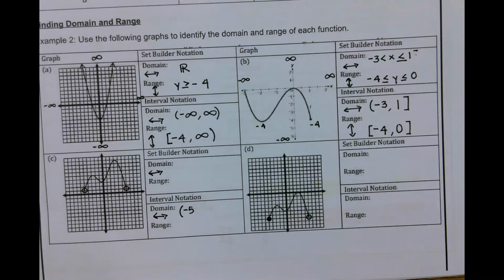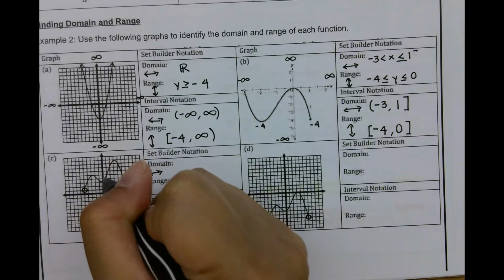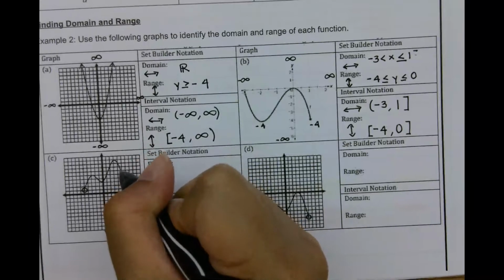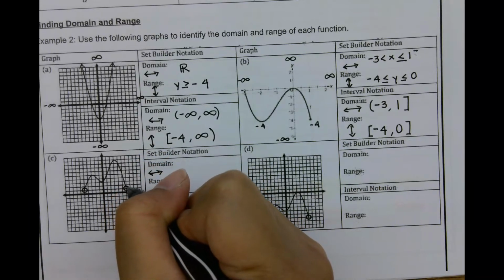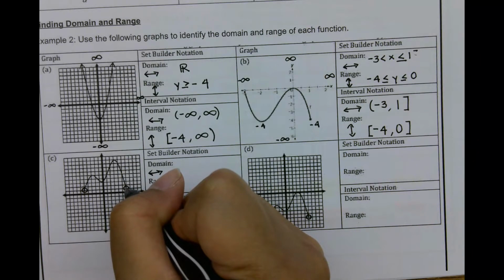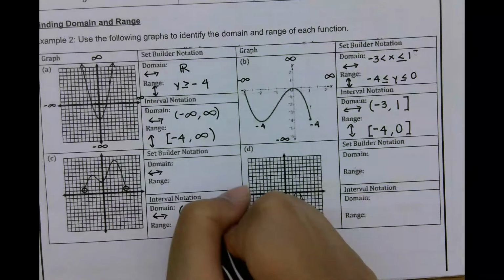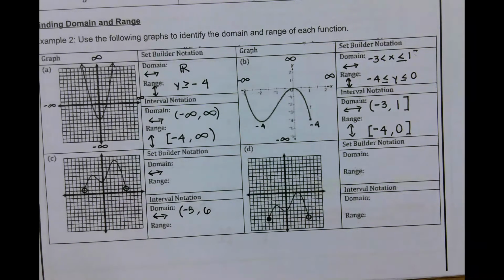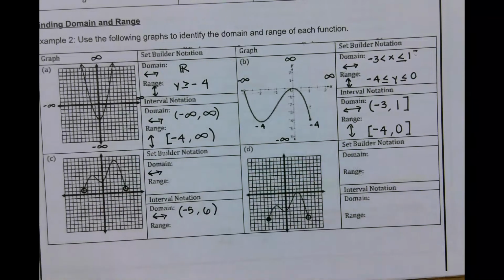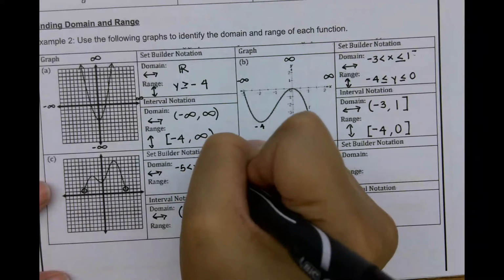Once I'm done walking to the left, I'm going to walk to the right. Walk to the right, walk to the right. Once I hit here, I can't walk to the right anymore. I have to stop. The x value, since we're talking about domain, is 6. Again, because it's an open circle, it is excluded, so that means it's a parenthesis. If I were to write that in inequality notation, it'd be negative 5 less than x less than 6.